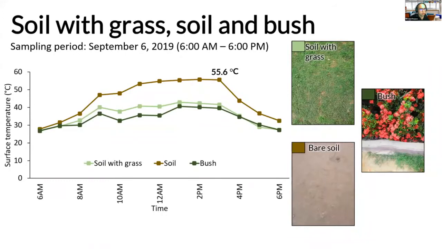The graph here shows the temporal trend of LST, or the change of LST over time. LST started to increase during morning, peak during noon and early afternoon, then started to decrease during late afternoon. Bare soil has the highest LST since it is directly exposed to solar radiation. It is around 14 to 16 degrees hotter than soil with grass and bush.